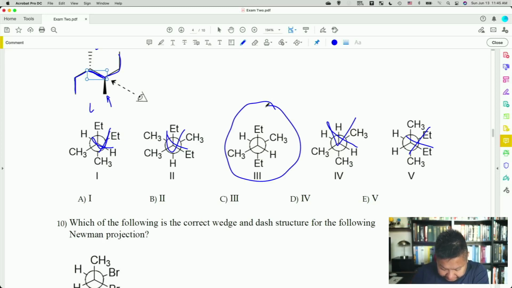Let's just check though. Is the methyl group over here pointed downwards, coming out on the left side? Yes, right there. Is the methyl group up here pointed upwards, coming out on the right side? Yes, right there. So the answer is C. That's a really easy way to figure this out.